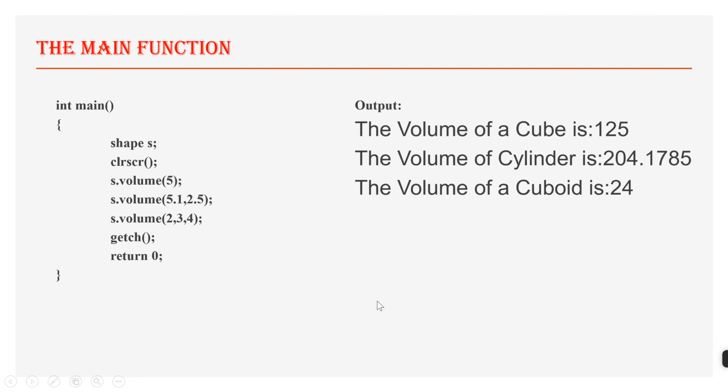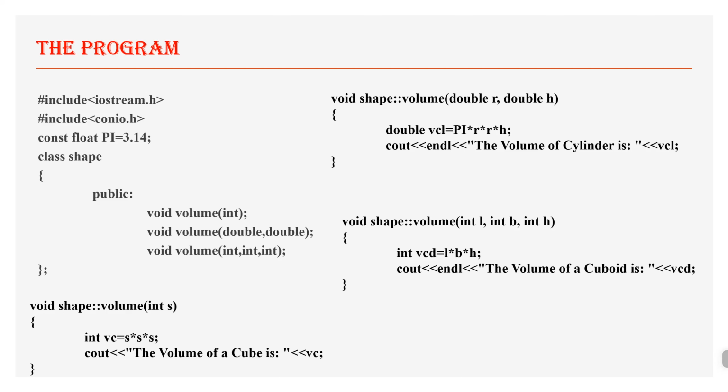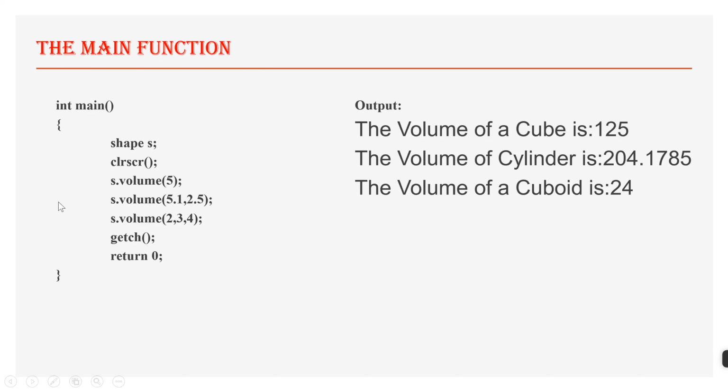Now let's see how does it execute. I am declaring an object of shape S. Then I will find S dot volume of 5. Now just look at here. What is the number of arguments I am supplying here? I am supplying one argument of integer.